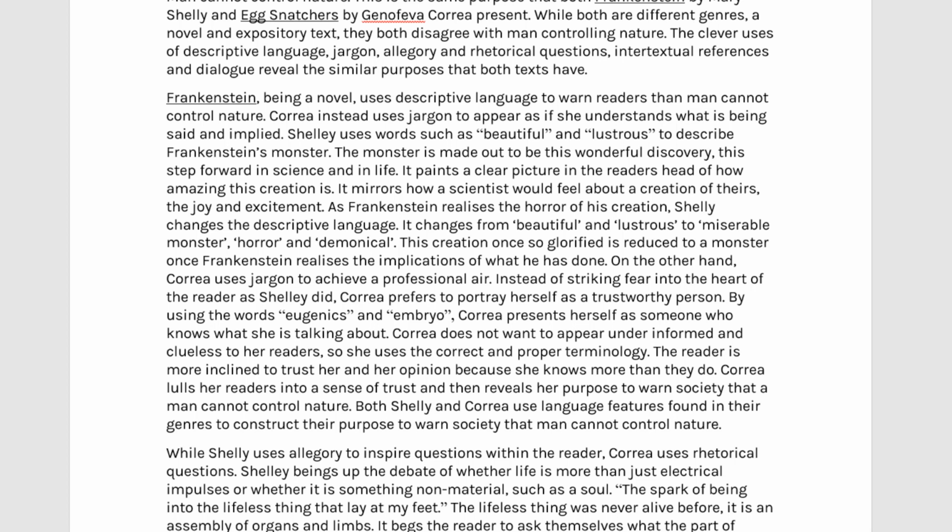On the other hand, Correa uses jargon to achieve a professional air. Instead of striking fear into the heart of the reader as Shelley did, Correa prefers to portray herself as a trustworthy person. By using the words eugenics and embryo, Correa presents herself as someone who knows what she is talking about. Correa does not want to appear underinformed and clueless to her readers, so she uses the correct and proper terminology. The reader is more inclined to trust her and opinion because she knows more than they do. Correa lulls her readers into a sense of trust and then reveals her purpose to warn society that a man cannot control nature. Both Shelley and Correa use language features found in their genres to construct their purpose to warn society that man cannot control nature.